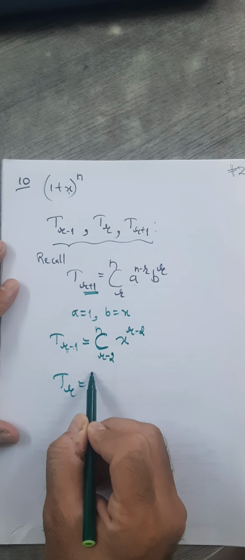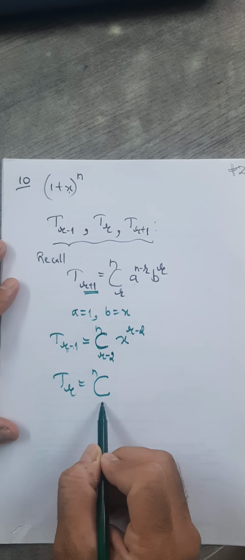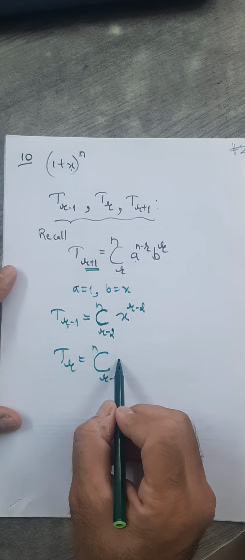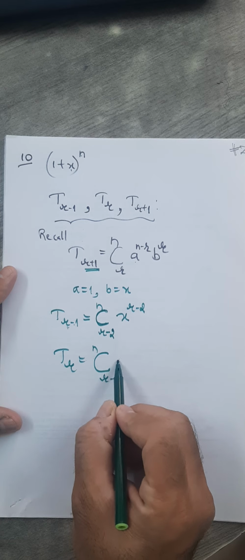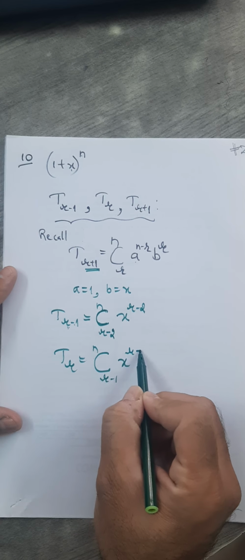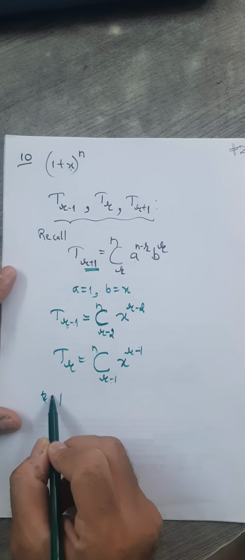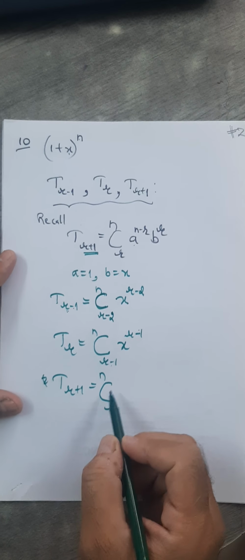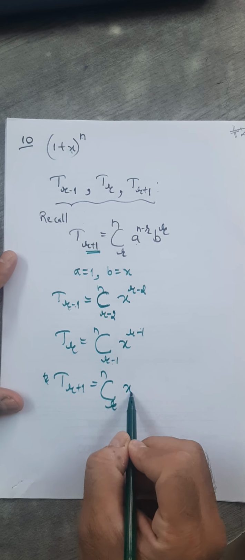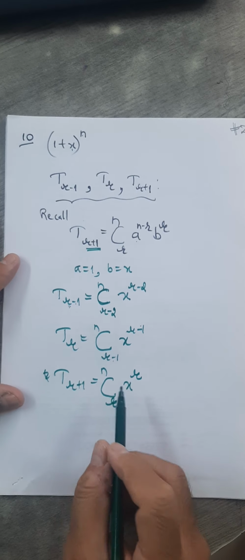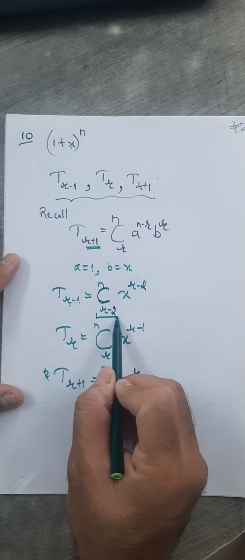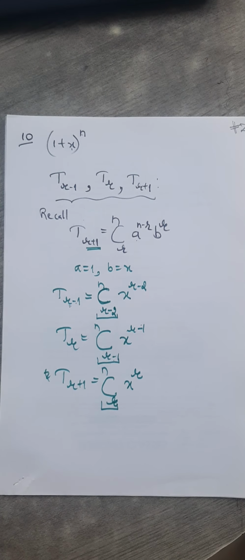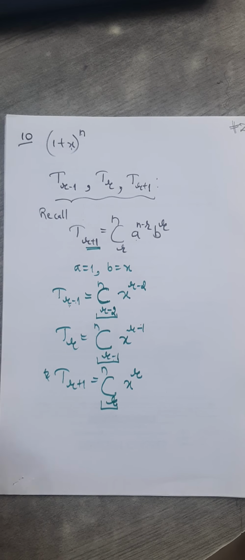Then Tr, that is nC one less, r-1. a is 1 here, remember. b is x. So x raised to the same power r-1. And T(r+1). What is that? nCr, a is 1, b is x. So x raised to r. Now these are the three coefficients. Coefficient means what? Constant terms with variable x.